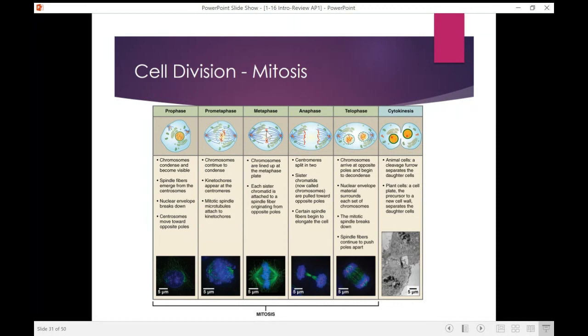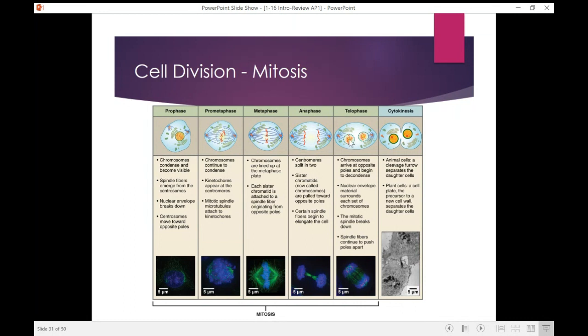So this is going to attach over here, and this one's going to attach over here. And so you can see that they're sort of lined up together. Then during anaphase, we're going to actually start to see these sister chromatids pull apart from one another. Okay? So the X's are going to start to pull apart. And certain spindle fibers are going to begin to elongate the cells.